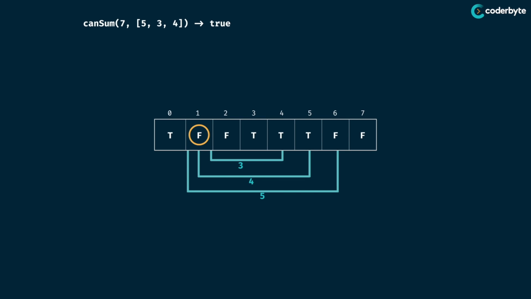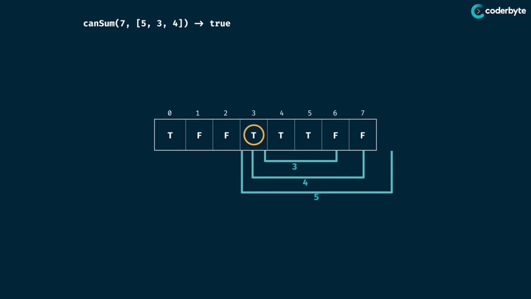So notice that if I look at my edge for 5, if I look 5 spaces ahead, I am not going to make that a true because my current position is not true, right? So I'm going to keep iterating. Same thing happens when I'm at index 2 because the current value is false. There's nothing to be done here.